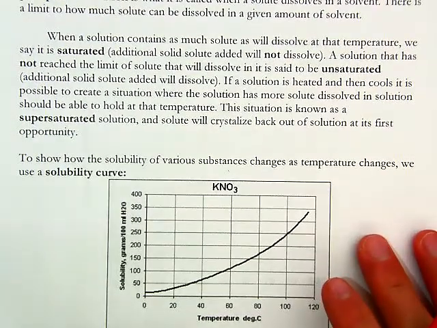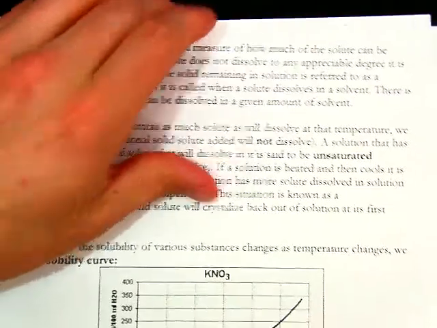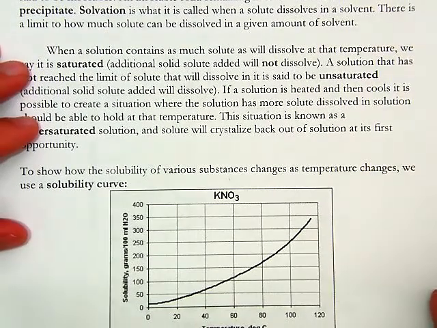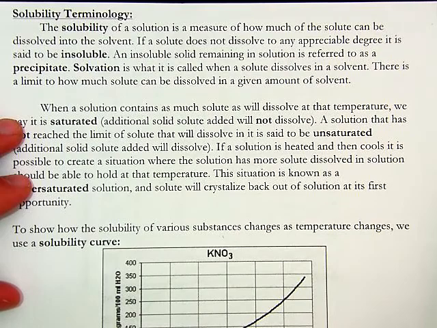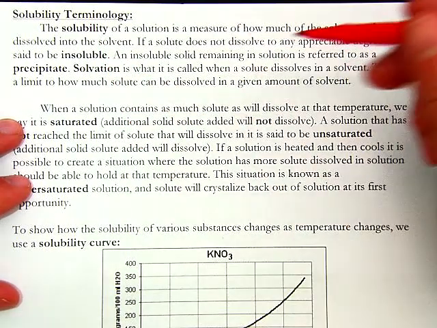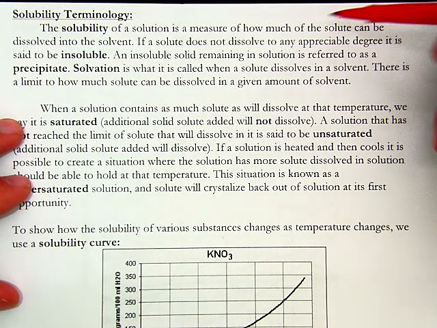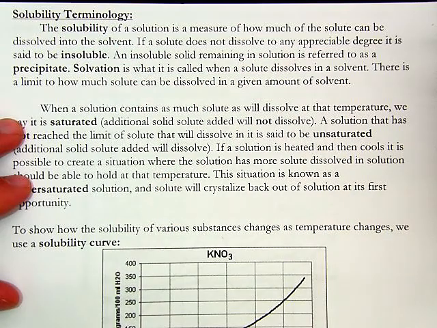There are some terms here in bold, some words that are frequently used with solubility curves. As it says, the solubility of a solute in solution is a measure of how much of the solute can be dissolved into the solvent, and it depends on how much solvent, what the temperature of it is, and also what the solvent is.